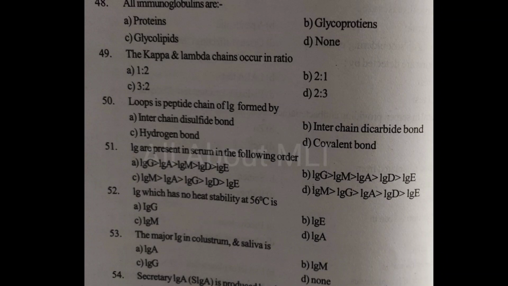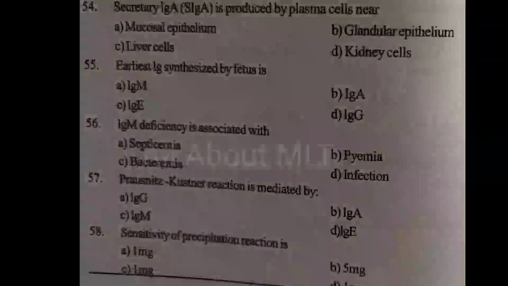Immunoglobulin which has no heat stability at 56 degrees Celsius is option A, IgG, option B, IgE, option C, IgM, option D, IgA. Answer is option B, IgE. The major immunoglobulin in colostrum and saliva is option A, IgA, option B, IgM, option C, IgG, option D, none. Answer is option A, IgA.